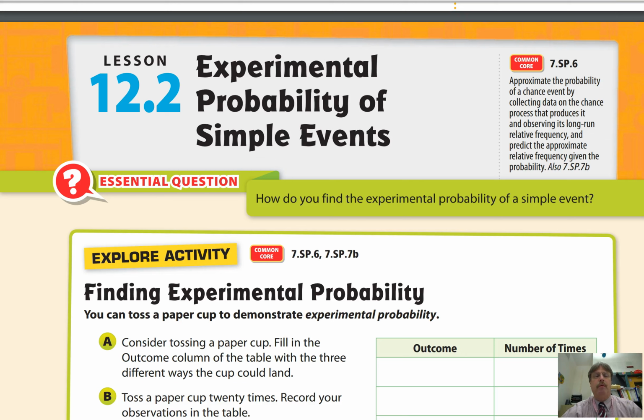In lesson 12.2, we're going to talk about experimental probability of simple events. So the essential question is how do you find the experimental probability of a simple event? And then, of course, here's our standard that we're going to be working on, looking at the probability of a chance by collecting data and observing over the long run how something might occur.